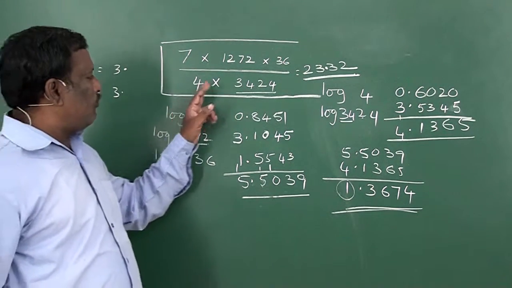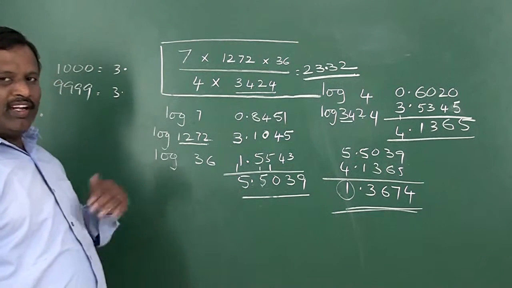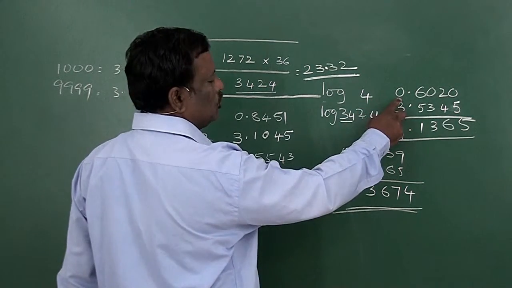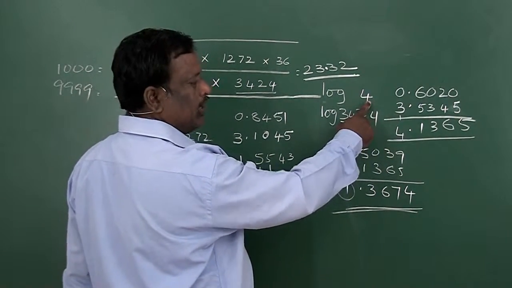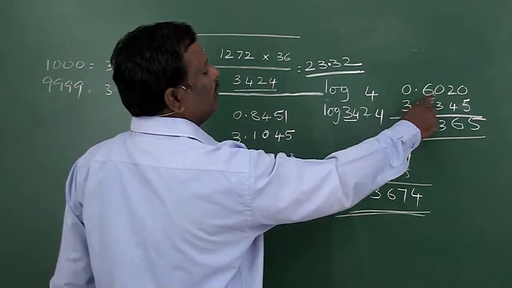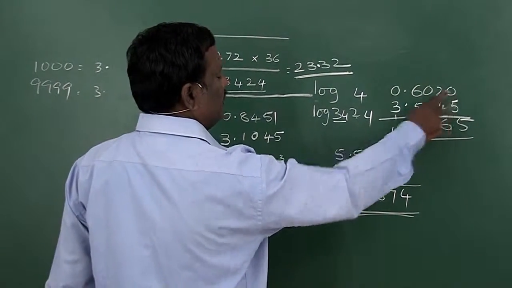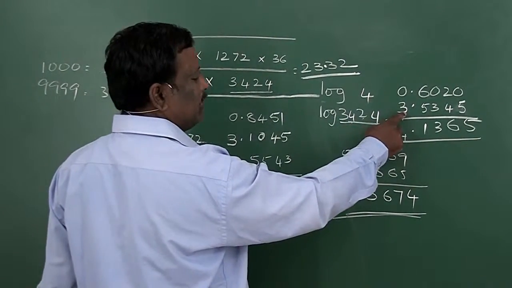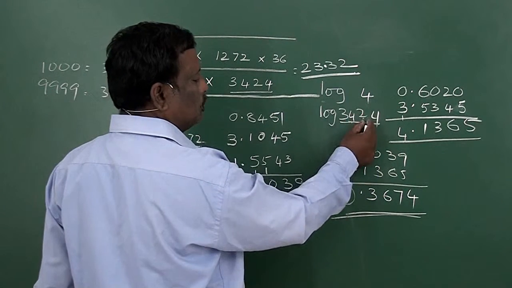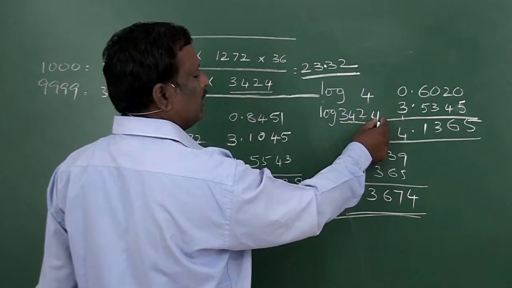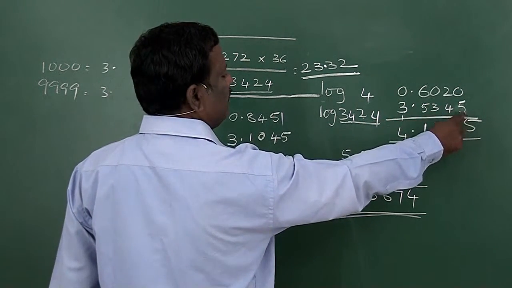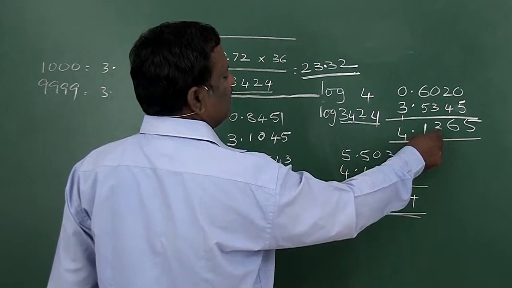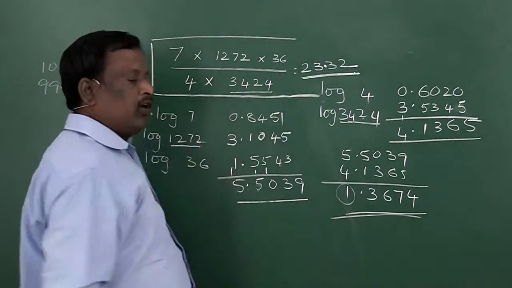Now in the denominator you have 4 into 3424. Let us convert that also into logarithmic form. Log 4, it is a single-digit number, so characteristic is 0. 40, 0, because 4 is there, you have to see 40, 0. So 40, 0 means 6020. Then log 3424, this is a 4-digit number, so characteristic is 3. In the logarithmic table, 34 against 2 and mean difference 4, if you add it, 5340 plus 5 mean difference, you will get 5345. On adding both, 4.1365. This is the log value for the product of the denominator.